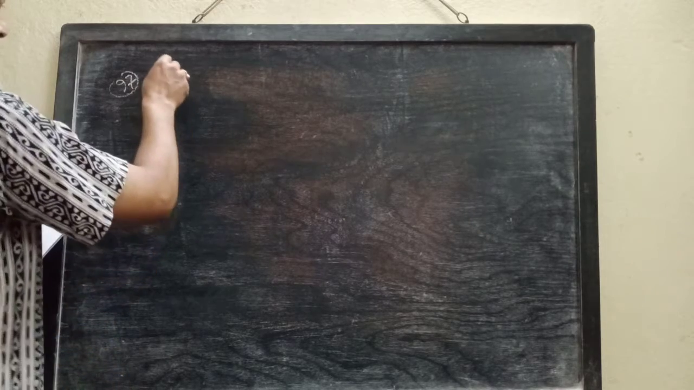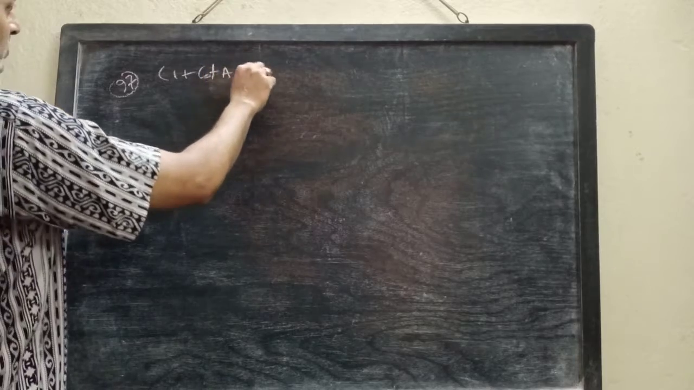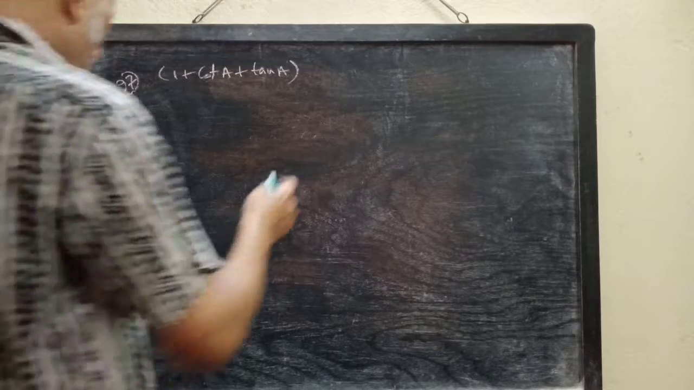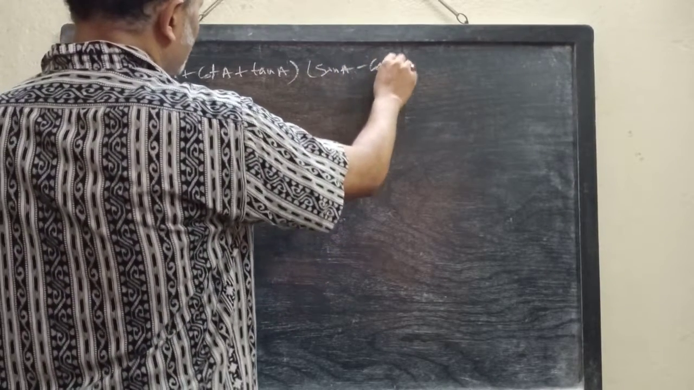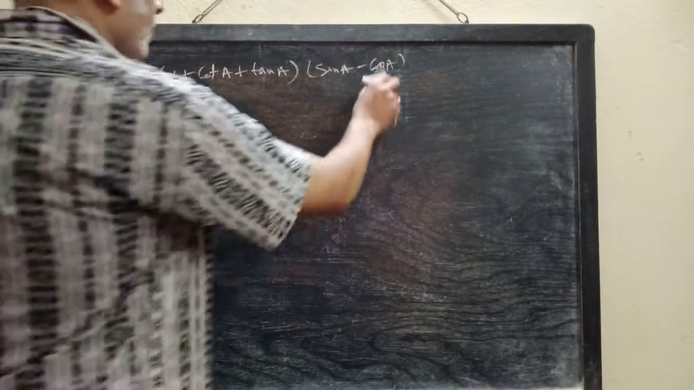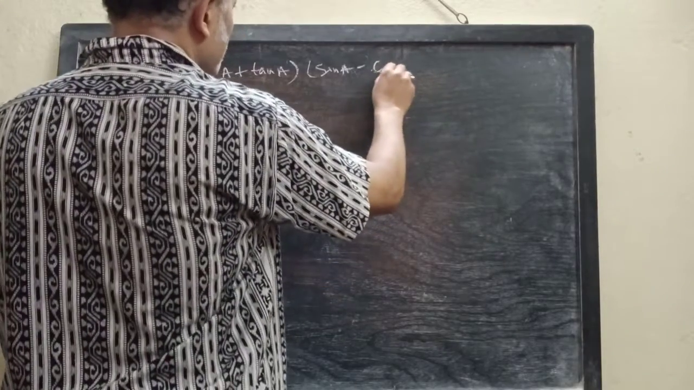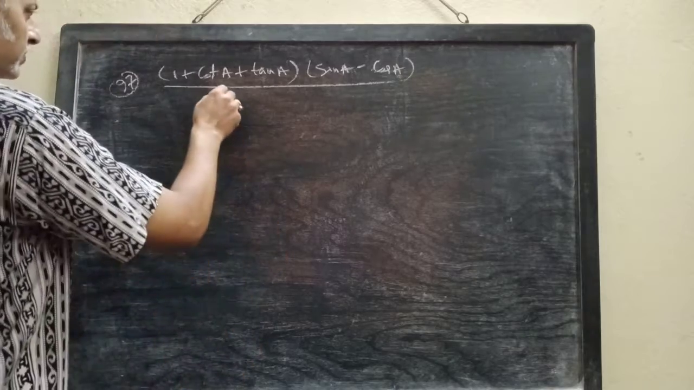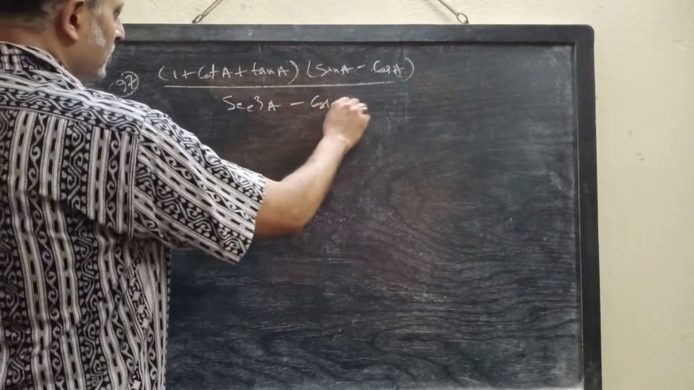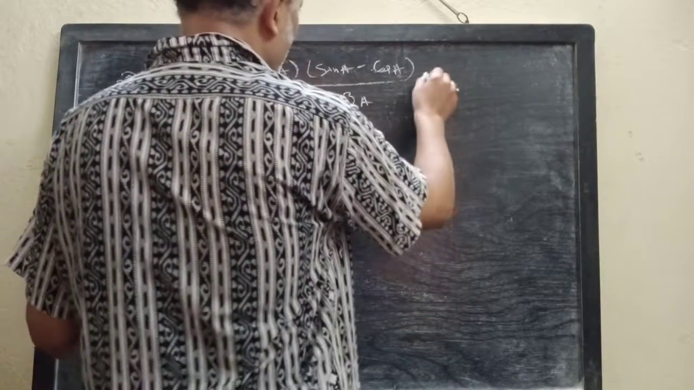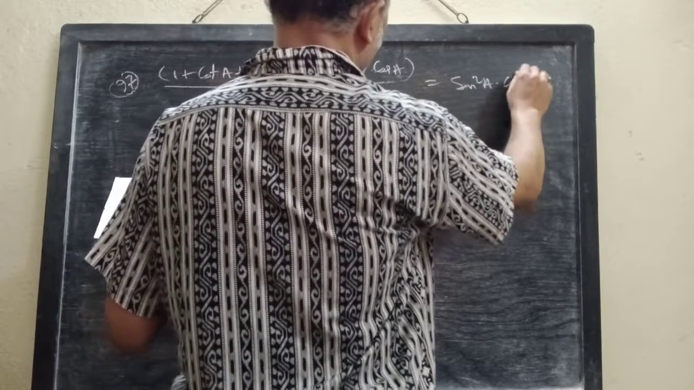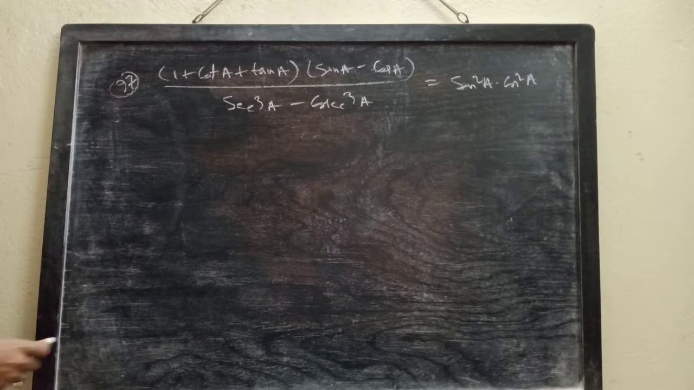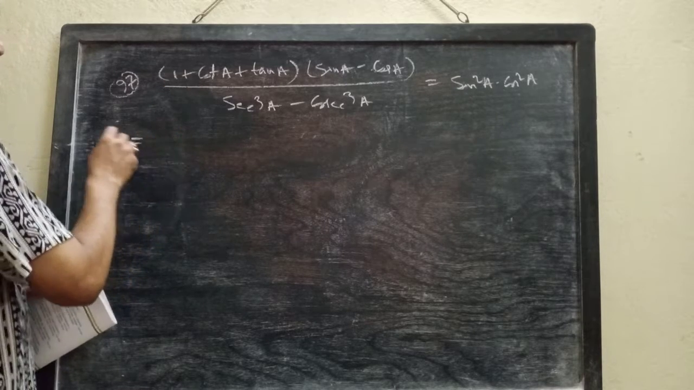One plus cot A plus tan A into sin A minus cos A divided by sec cube A minus cosec cube A. This equals sin square A into cos square A. LHS.